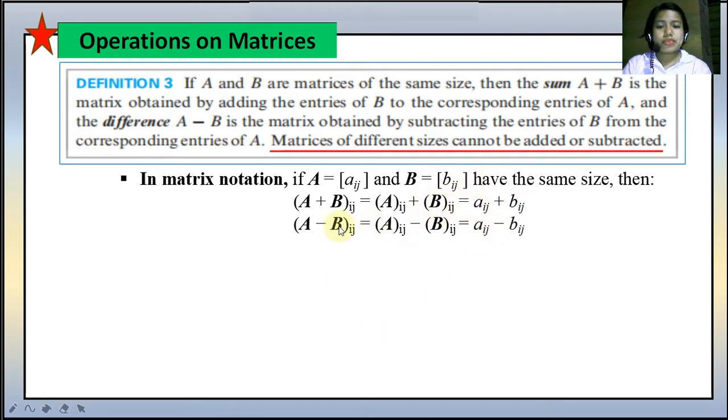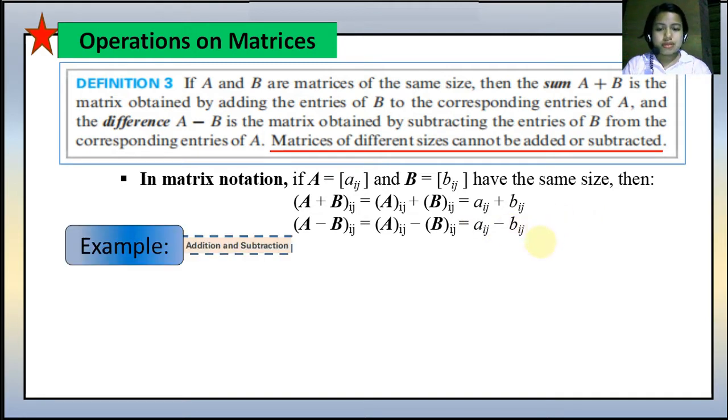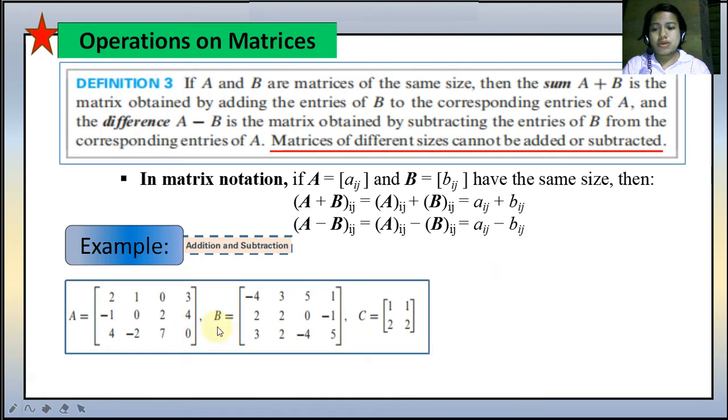Same goes with the difference. So, we'll just subtract the entry of matrix A with the corresponding entry in matrix B. So we have here an example. We were given three matrices: matrix A, a 3 by 4 matrix, matrix B, a 3 by 4 matrix, and matrix C, a 2 by 2 matrix. So from here, we can infer that only A and B can be added or subtracted, while C cannot be added nor subtracted to either matrices A and B.